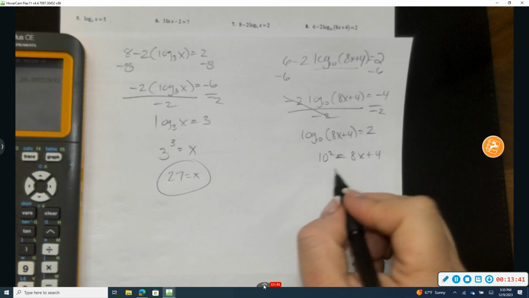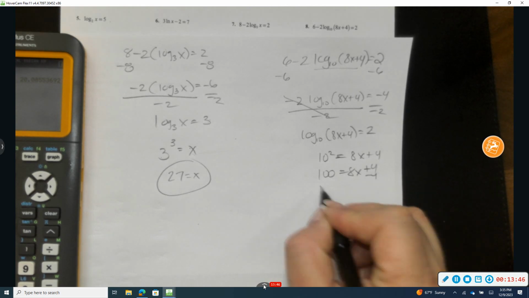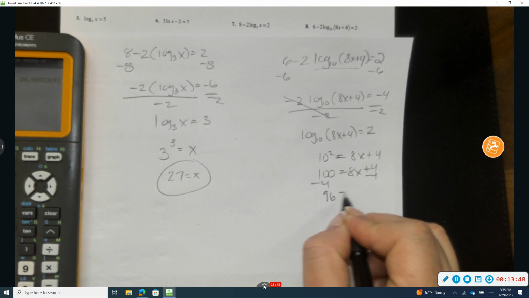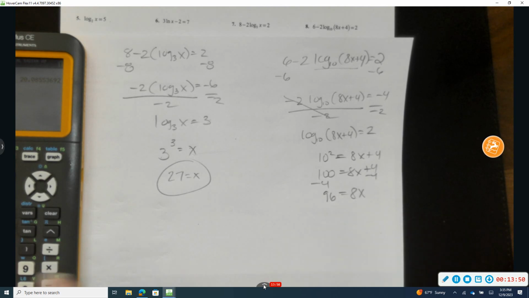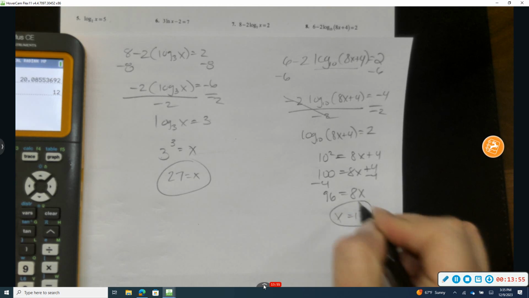Well, 10 to the second power is 100. And now to solve for x, I'm going to first start by subtracting 4. 96 equals 8x. And if I take 96 and divide it by 8, I get an answer of 12. X equals 12.